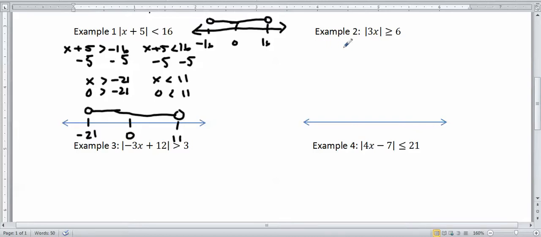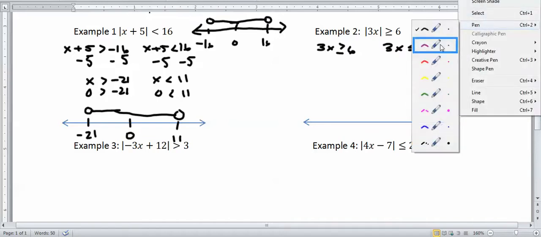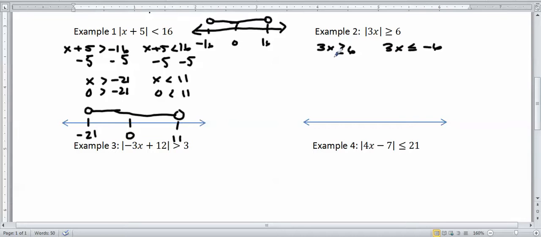Okay, so what you should have done, so now this inside, the distance has to be greater than or equal to 6. So my first one, I have 3x is greater than or equal to 6, and 3x is less than or equal to negative 6. Alright, so if I solve this first one, I've got 3x is greater than or equal to 6. I'm going to divide both sides by 3. Okay, so I have x is greater than or equal to 2.